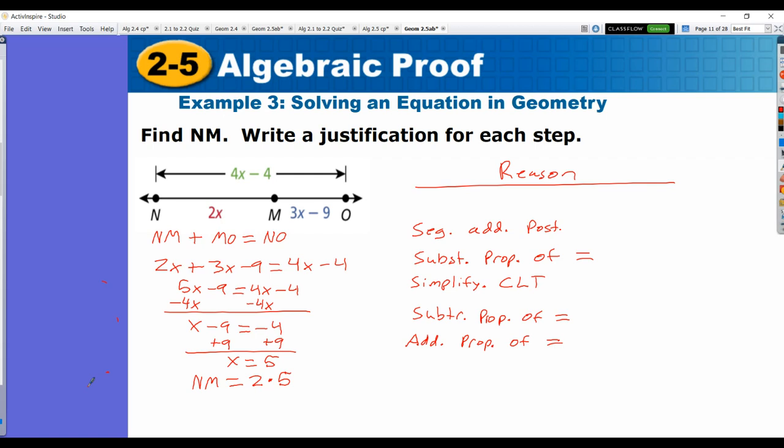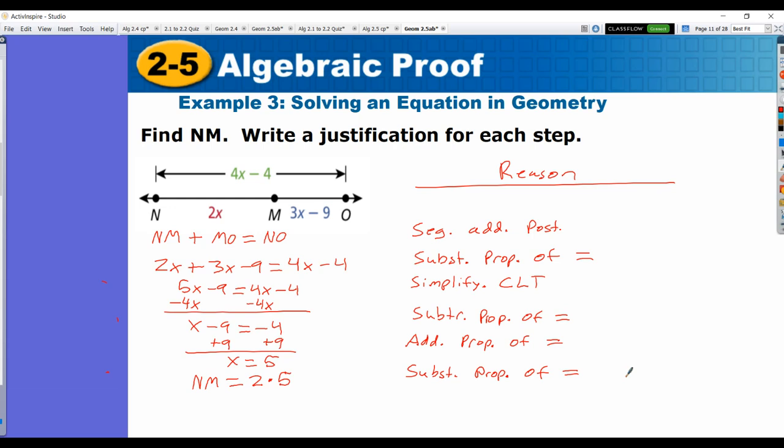All right, I need to justify that. I need to say, why am I allowed to put 5 in for x? Well, it's going to go back to this one right here, the substitution property of equality. Since x equals 5, I can replace x with 5, and I'm allowed to do that. So my justification is that I am using the substitution property of equality. All right, that is what is allowing me to do that step.